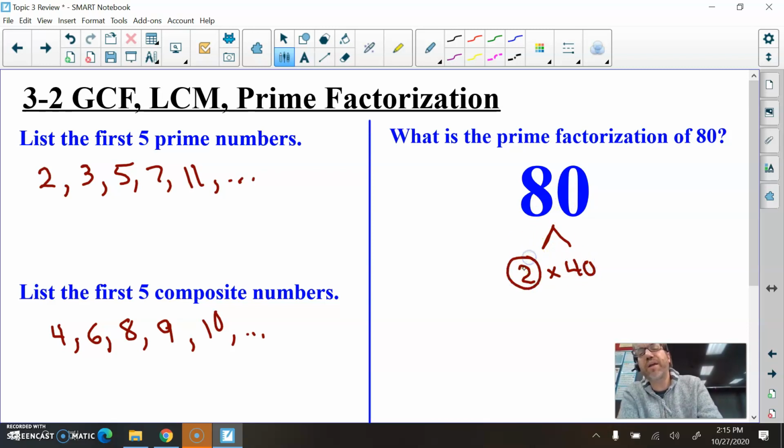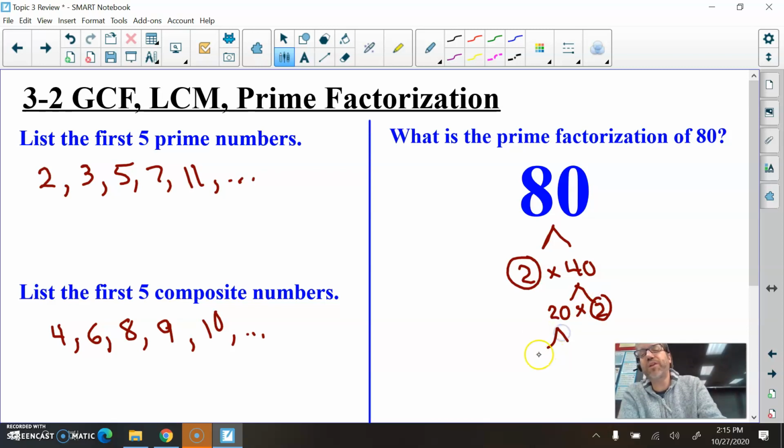And then 2 is prime. And then I have to break apart 40. And what times what would equal 40? Again, you have options. You could do 2 times 20. You could do 4 times 10. You could do 5 times 8. Any of those would work. Let's try 2 times 20. I'll put 20 times 2 here. 2 is prime. I'll circle it.